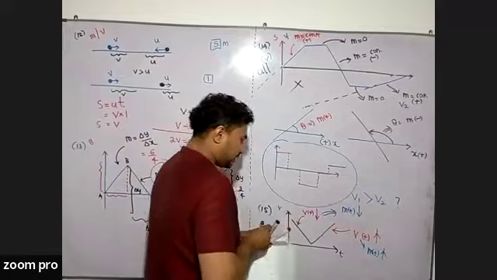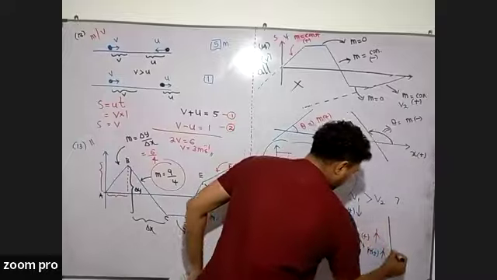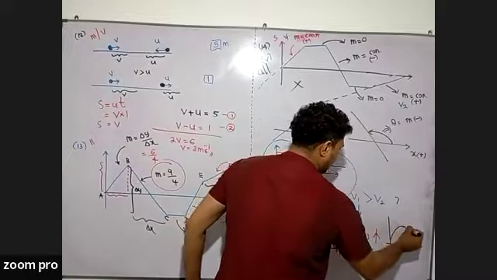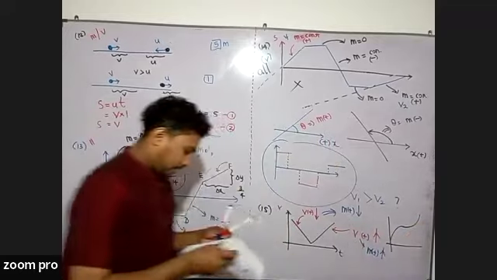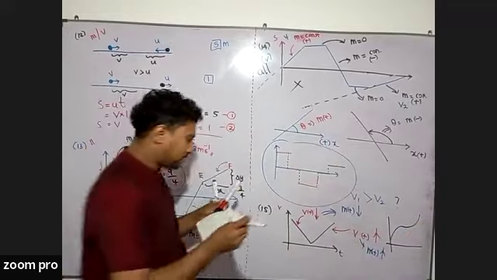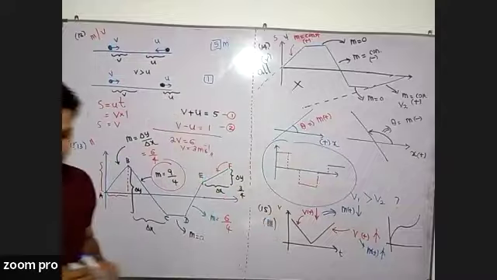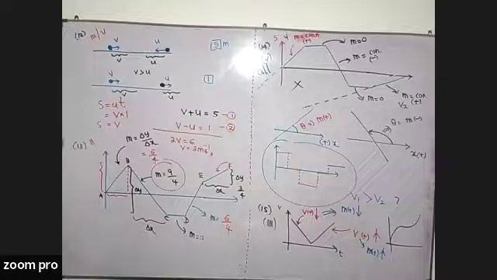So the gradient of this displacement-time graph should be positively decreasing, and this one positively increasing. So the best representation should be: positively decreasing means this one, and positively increasing means this one. So the answer should be the third one for the 15th question, right?